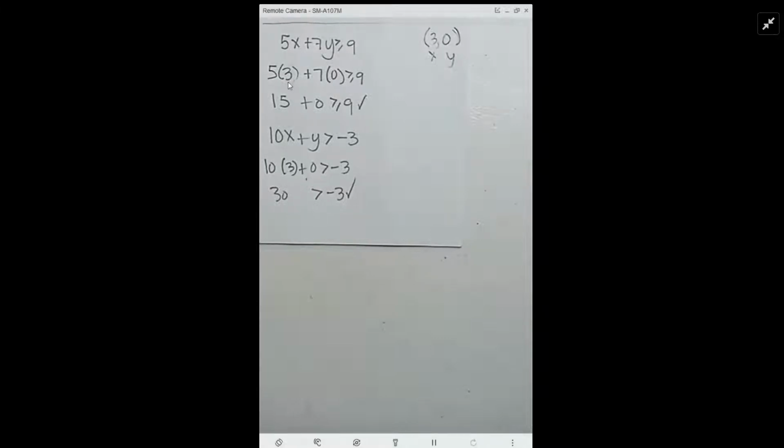Step by step: 5 times 3 plus 7 times 0. Y is 0, X is 3. This is going to be 0, that goes away. 15 is greater than or equal to 9. So yes, it satisfies the first equation.